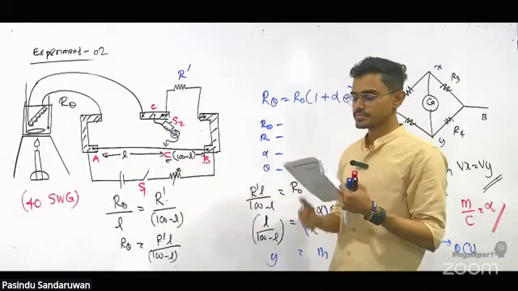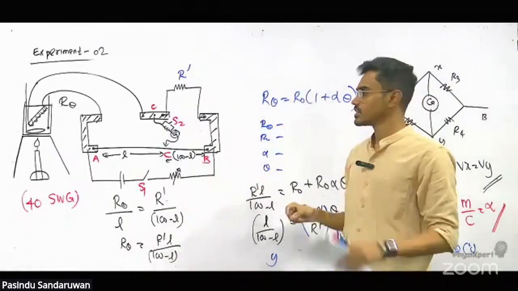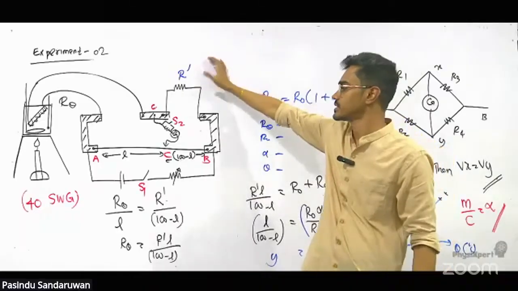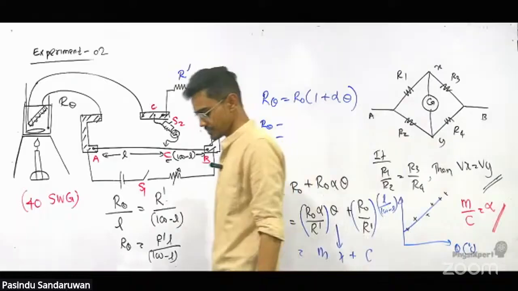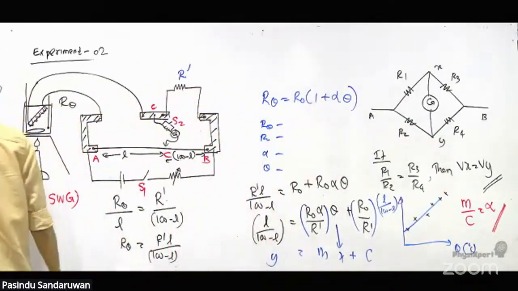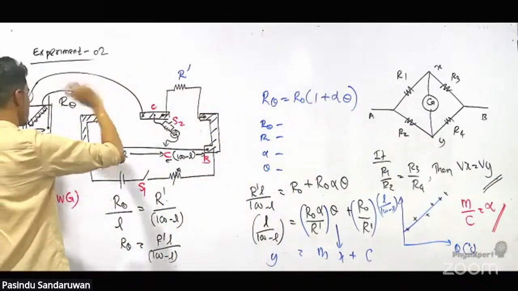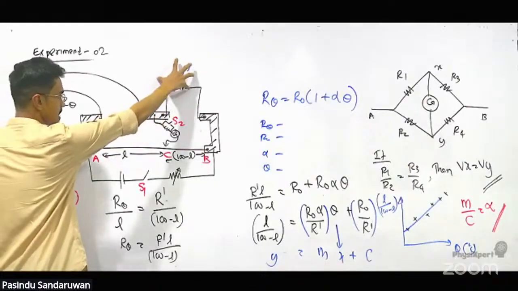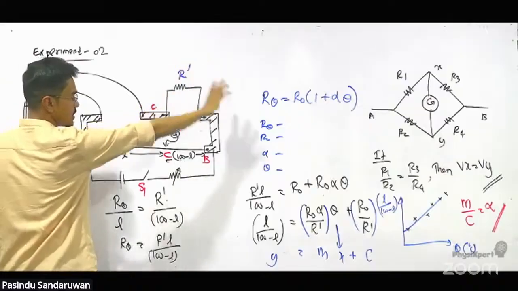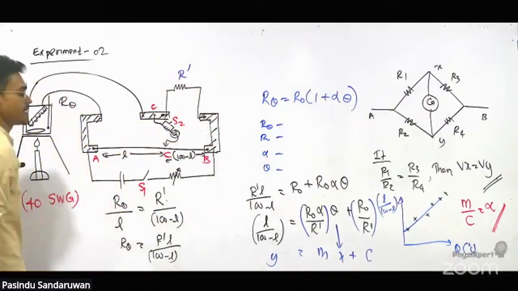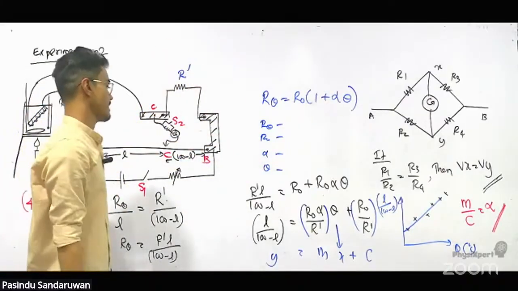A resistor box and a rheostat. You can use a rheostat or a resistor box. Mega is a fixed resistor. Right? A resistor box and a rheostat.